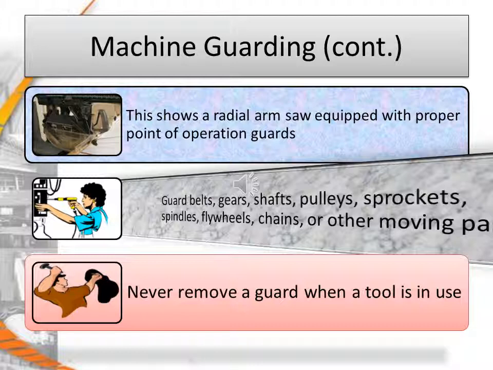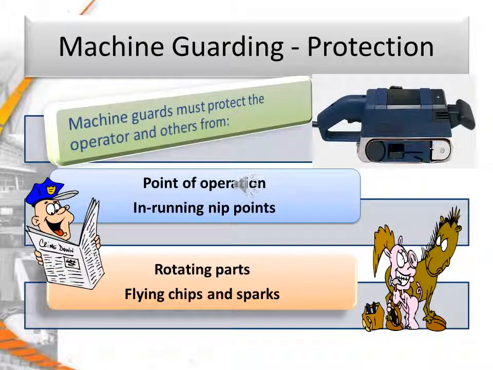This photo shows a radial arm saw equipped with proper point of operation guards. Never remove a guard when the tool is in use. Machine guards must protect the operator from the point of operation, in-running nip points, rotating parts, flying chips, and sparks.